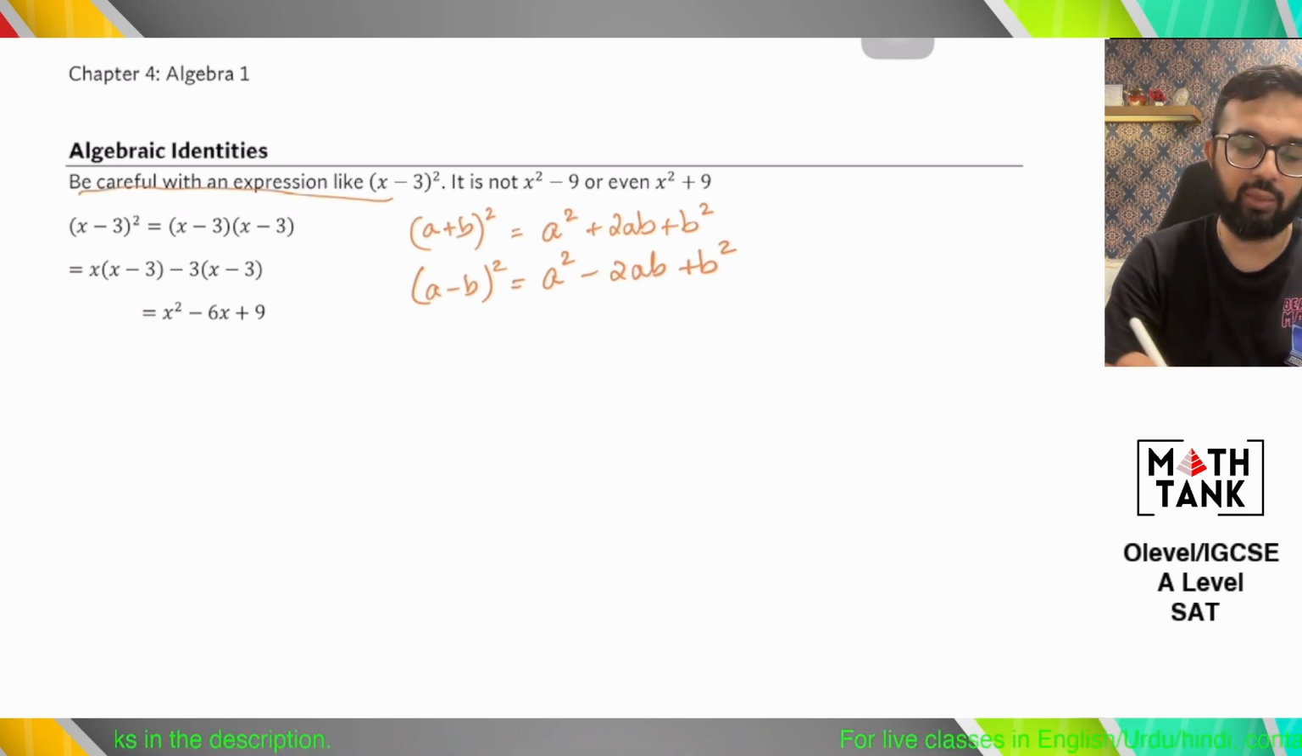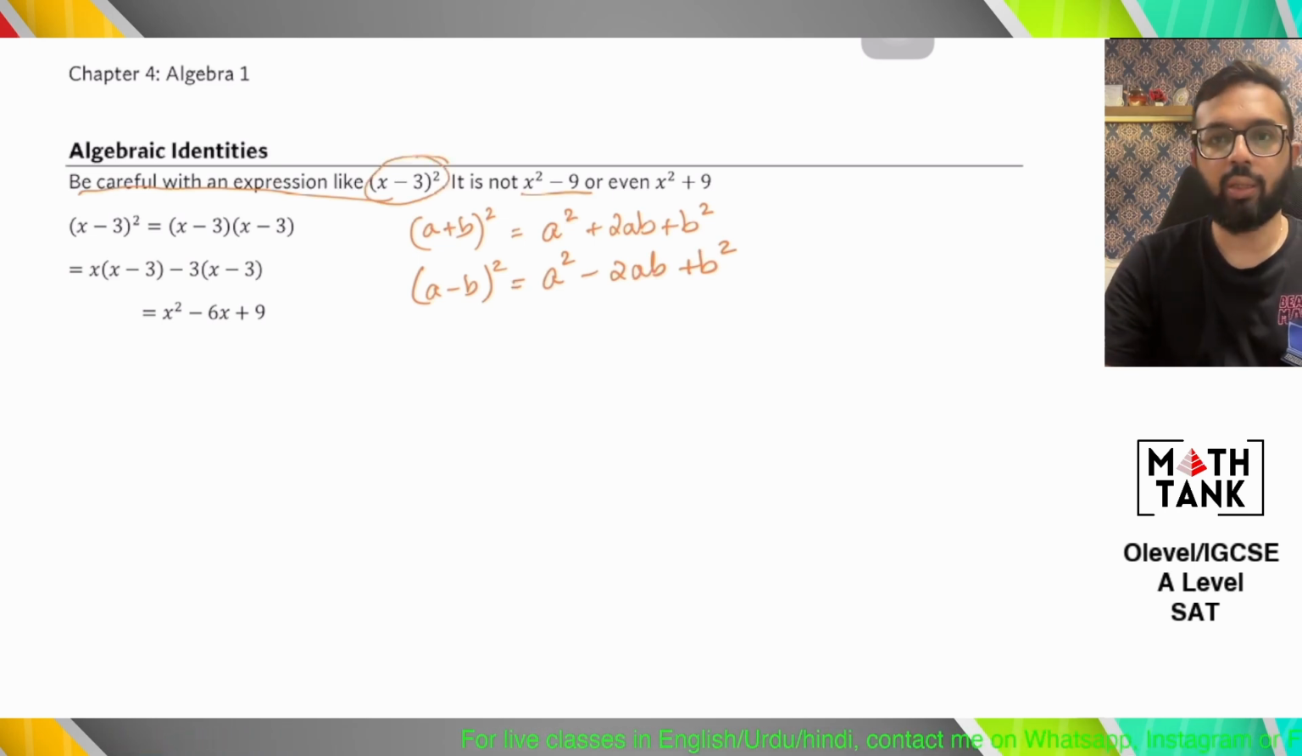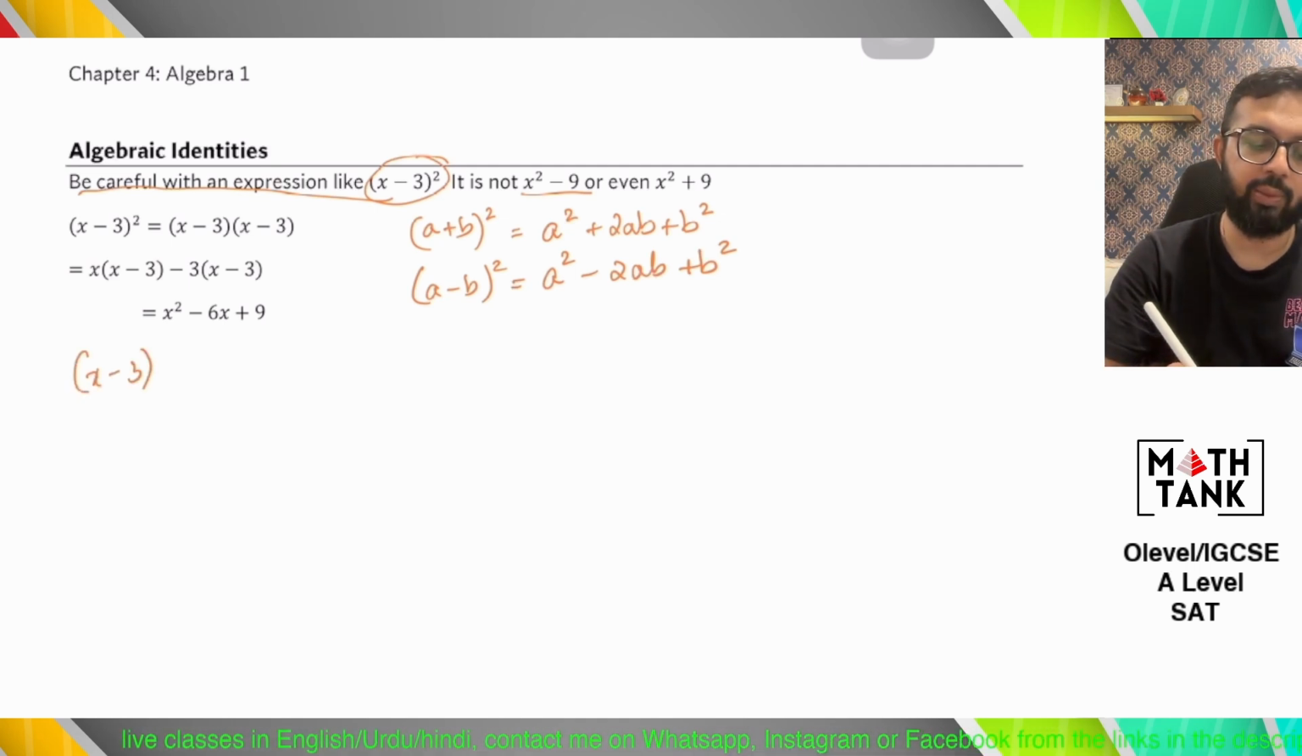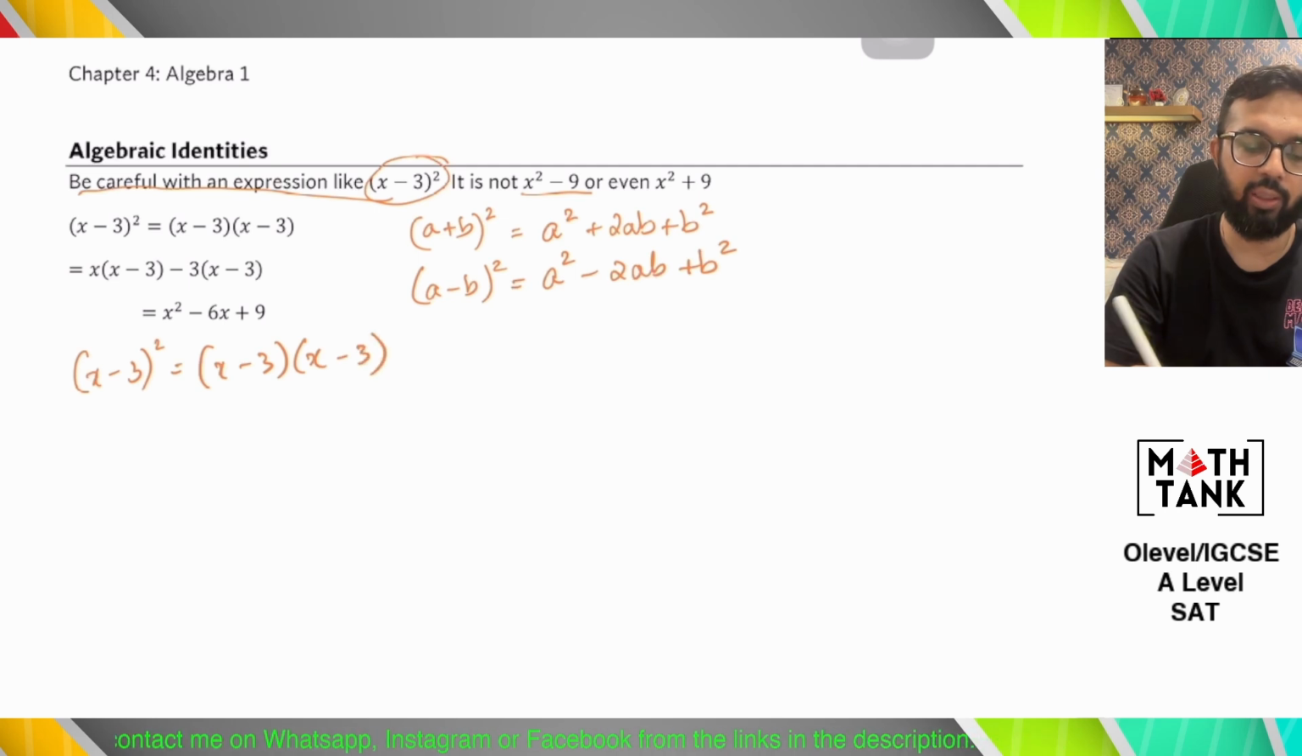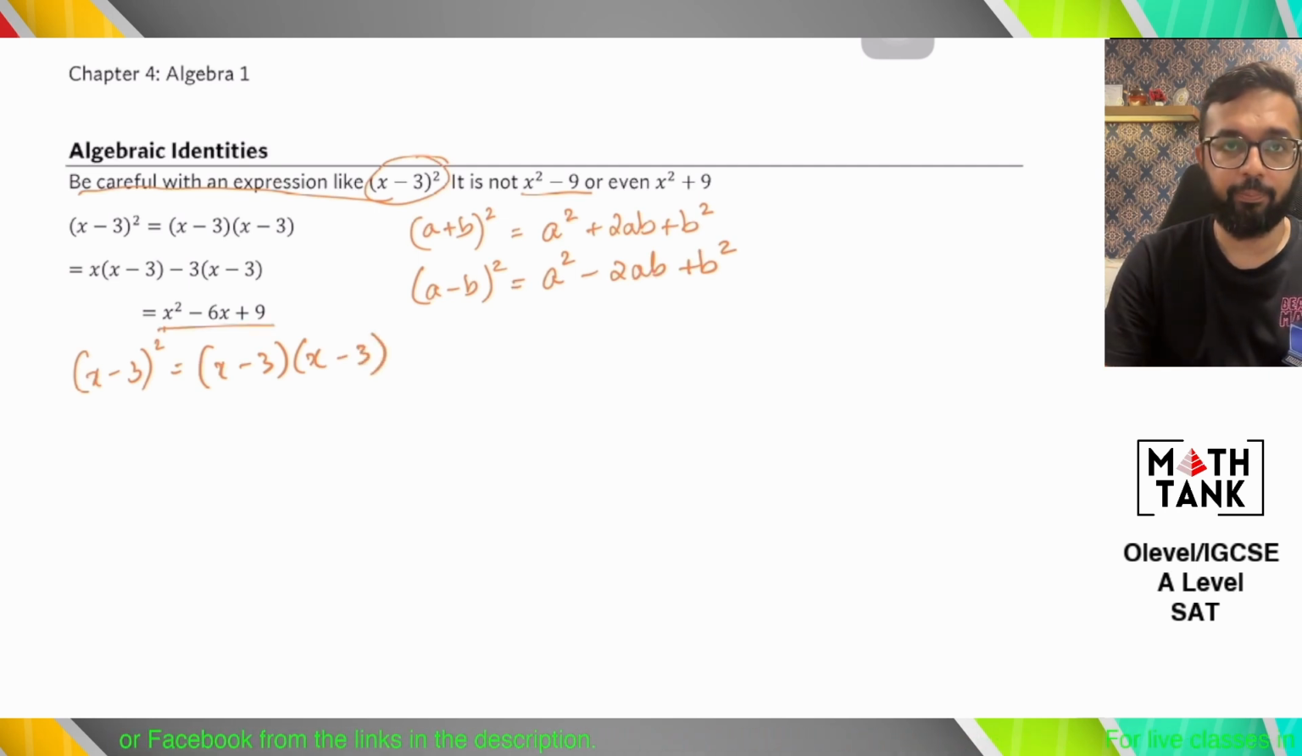Okay, now while I see the advantage of learning these identities, I often see a lot of people making mistakes. It says be careful with an expression like x minus 3 whole square. It is not x square minus 9. Remember that. Why? Because x minus 3 whole square is basically x minus 3 into x minus 3. And then when you multiply it in the normal way that we just did, you end up with x square minus 6x plus 9.